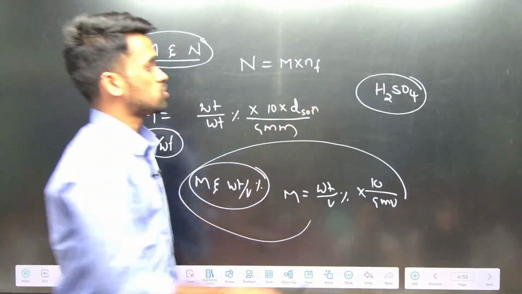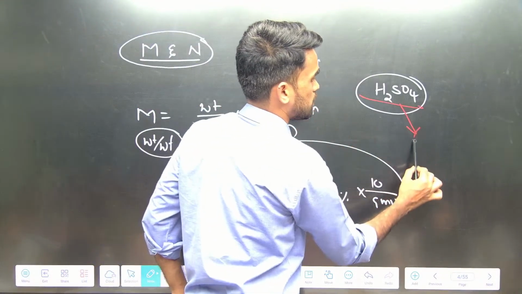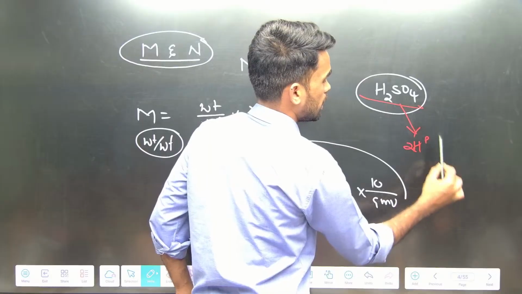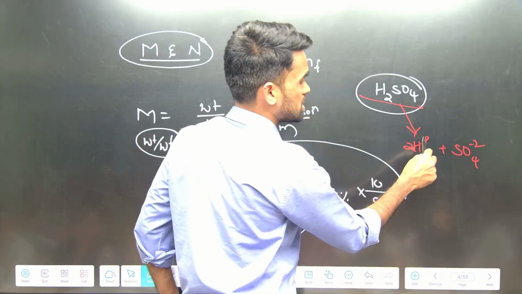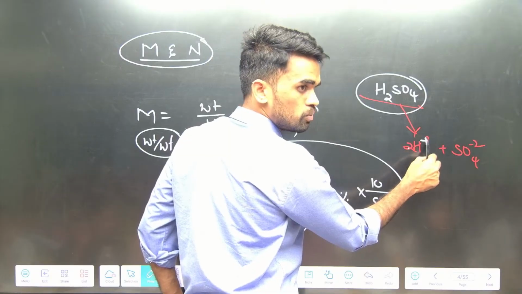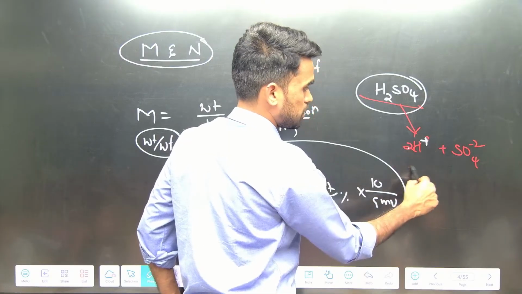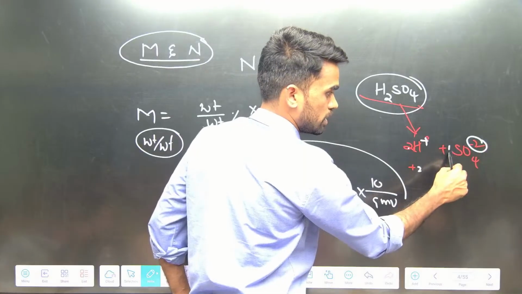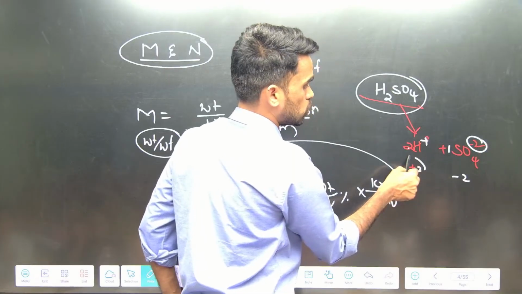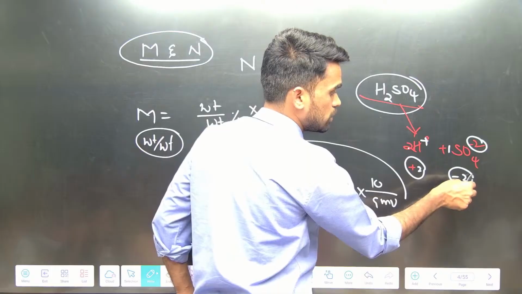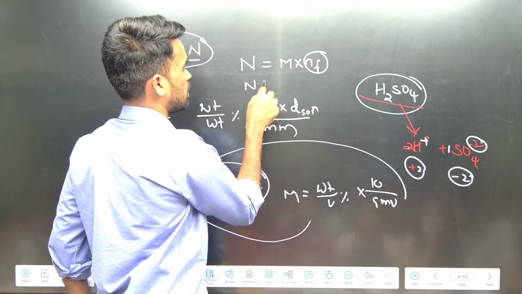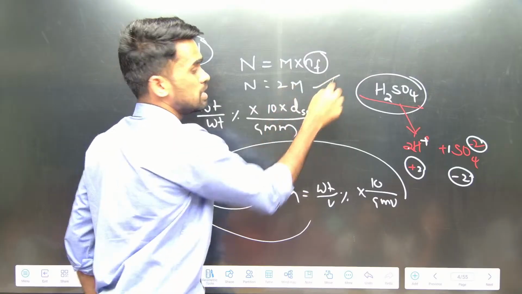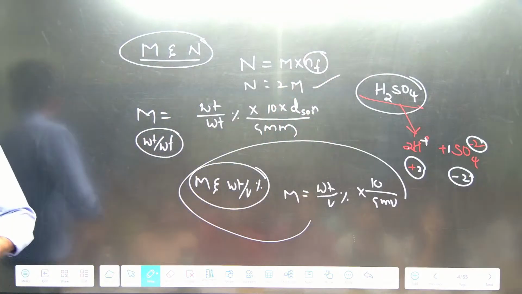N factor. Here sulfuric acid releases 2 H plus ions, right? And a sulfate ion will also be formed. So what is the total positive charge you are seeing? 2 into plus 1, so it is plus 2, or minus 2 into 1, so it is minus 2. Either you take the total positive charge or the total negative charge, that is what its N factor is. So normality will be 2 into molarity for sulfuric acid. Okay.